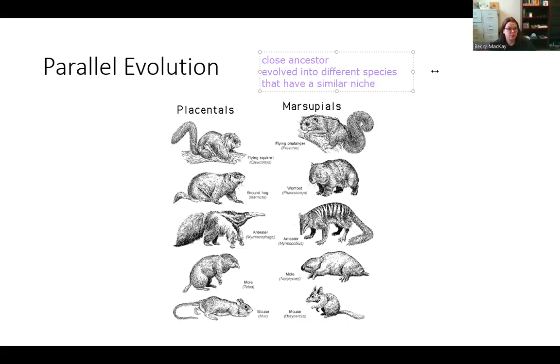So placentals versus marsupials, we talked about this when we talked about mammals. Placentals have a placenta and get nourishment as they grow, whereas marsupials deliver really, really underdeveloped young, and then they live in a pouch for a really long time until they grow up. So placentals and marsupials are both mammals, so they have a relatively recent ancestor, but over time they've evolved really similarly.